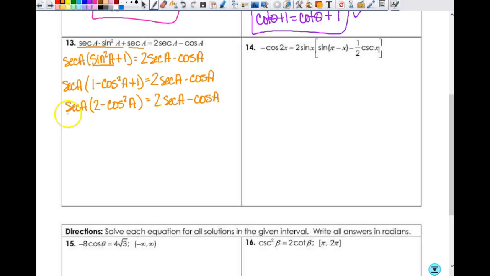If I distribute now, so secant a times 2 is 2 secant a minus cosine squared a times secant a. Secant is 1 over cosine, so it would cancel one of them out. You just get cosine a. It's equal to 2 secant a minus cosine a, and you're done.